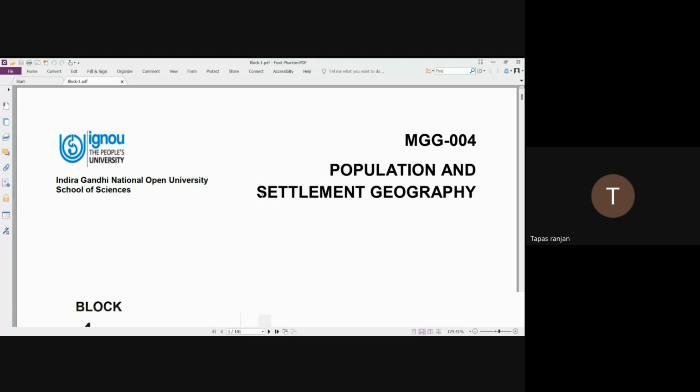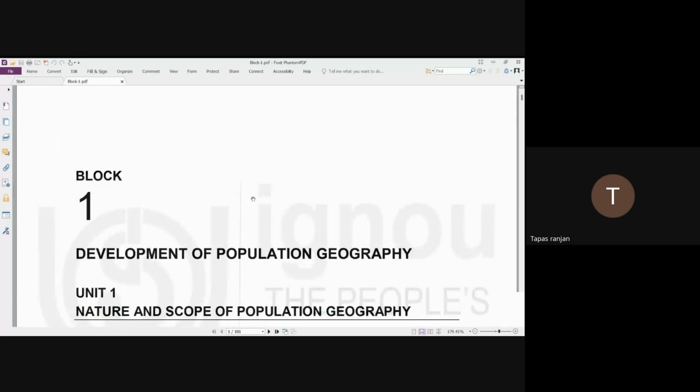So from today onwards, we'll be discussing population and settlement geography. This side, Tapas Ranjan Patra, Assistant Professor of Rajendra University, and within these 4 days, we'll be discussing those four blocks, and you know about your syllabus. So first of all, today we'll be discussing block one, which deals with a lot of concepts and different patterns, distributions and information that you'll have to deal with yourself.